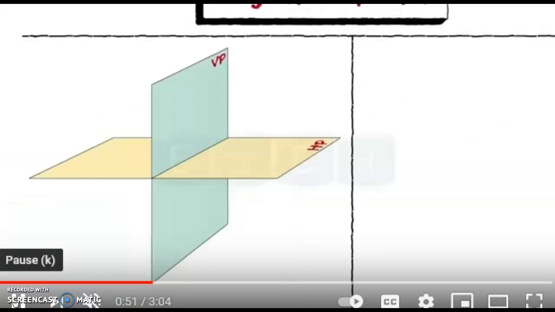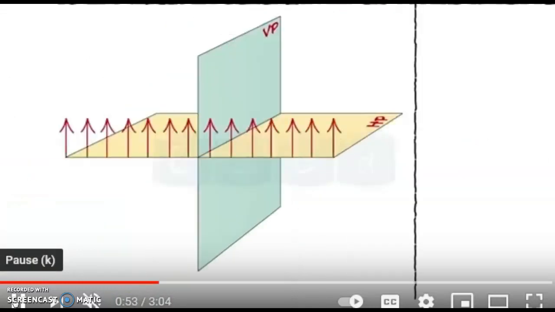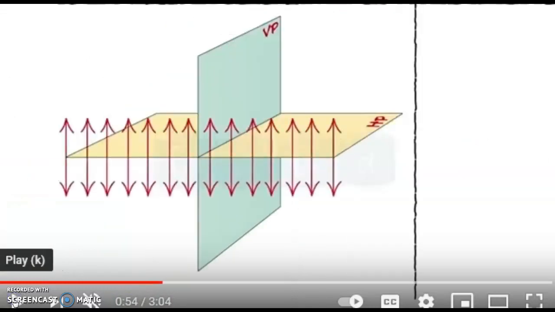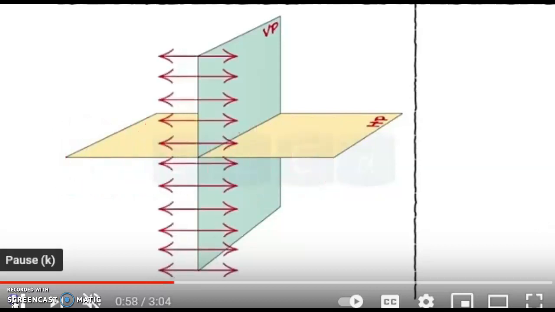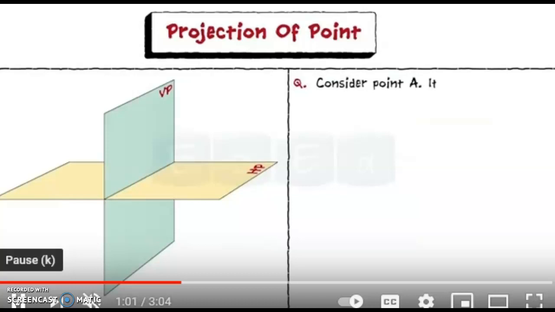Now we can go for the different cases. These positions we already discussed, that is above the horizontal plane and below the horizontal plane. These are the 2 positions. Then similarly we have in front of the vertical plane and behind the vertical plane. According to these positions we can identify in which quadrant the object lies.